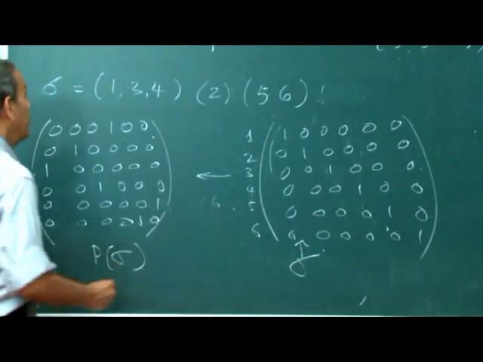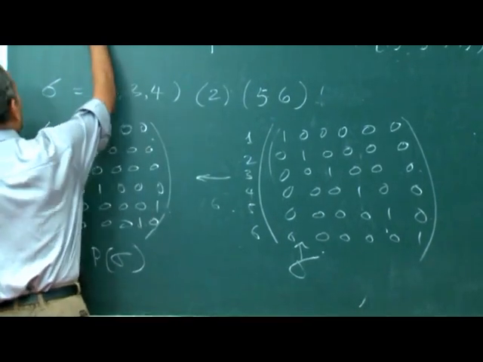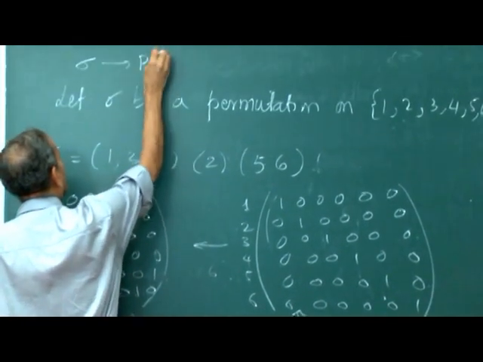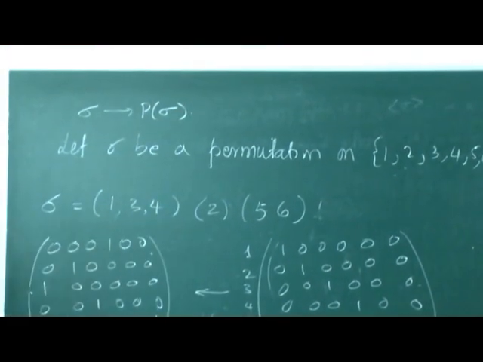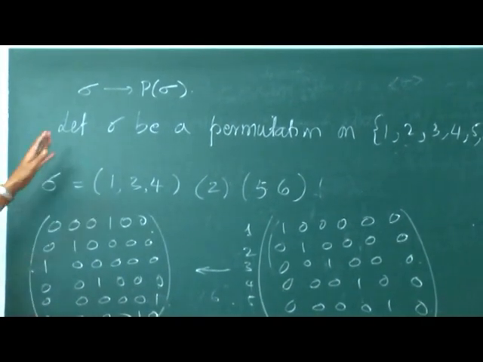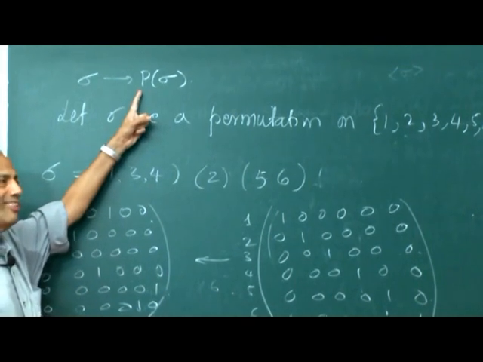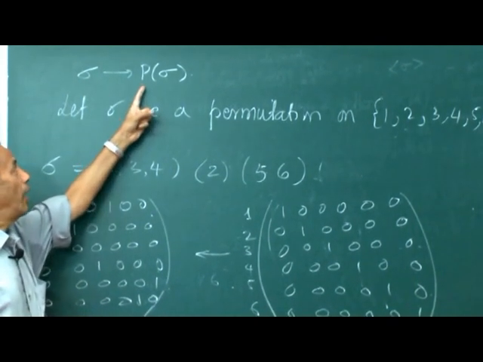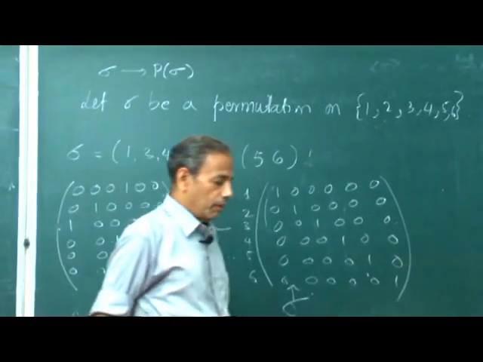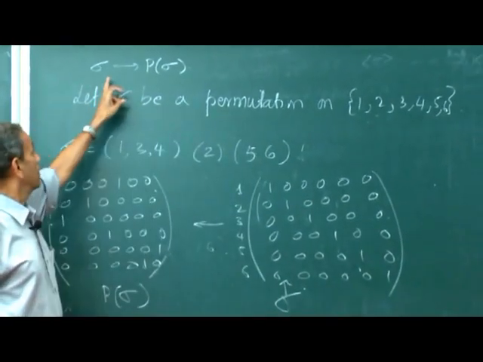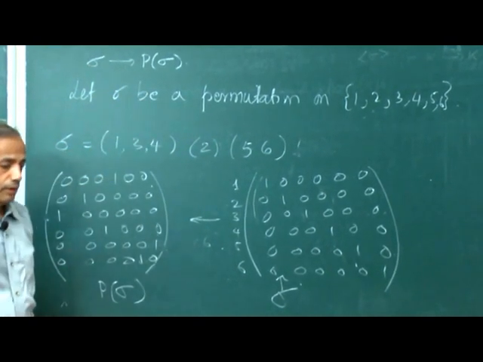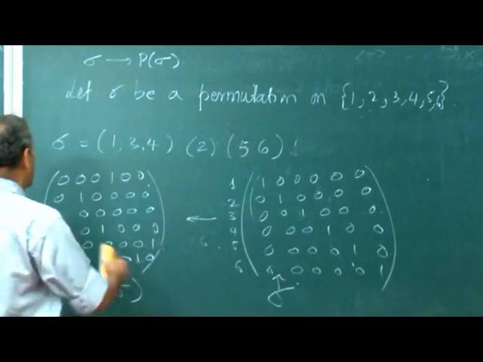Such an assignment will be very important as we go along. So let me repeat how I get P sigma. Just take an identity matrix of appropriate size and permute the rows of that identity matrix according to sigma, and you will get a permutation matrix P sigma.